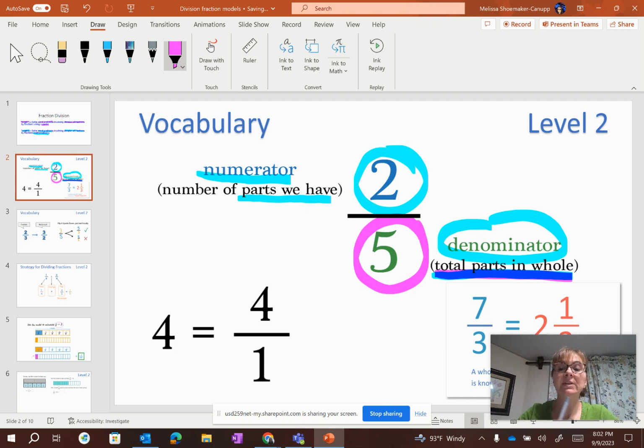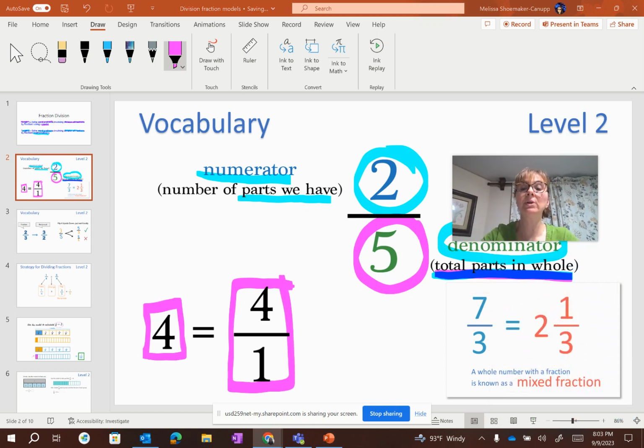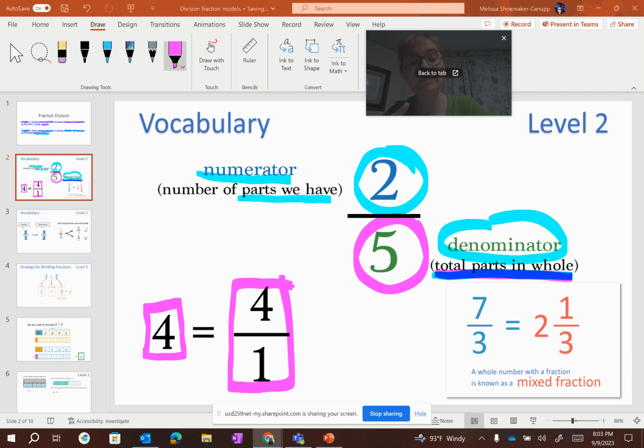A few things we need to remember. If we have a whole number, we can turn it into a fraction by writing it over the number 1. And this is going to be important because you're going to need to be able to write those as a fraction when we start dividing.